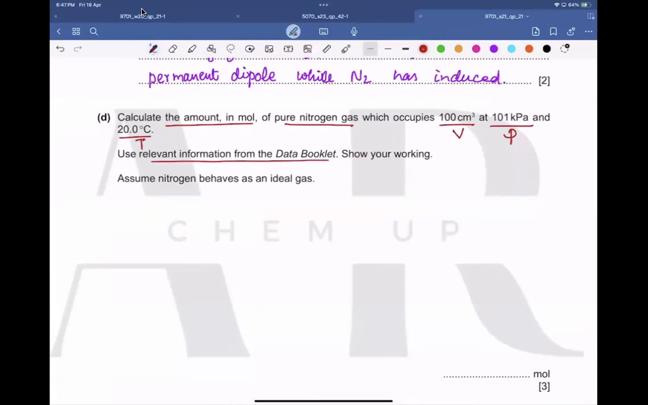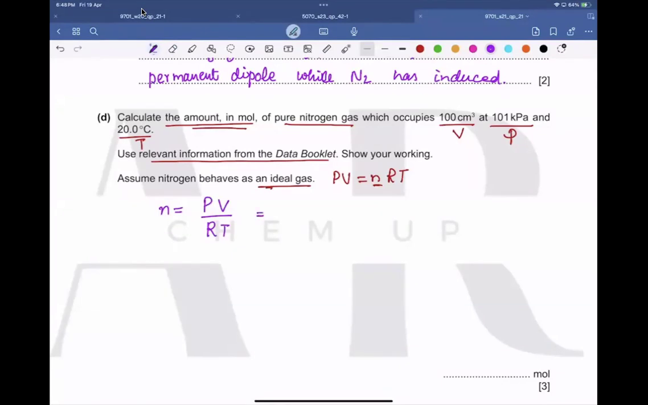Okay. So see, these are not standard conditions, and when the conditions are not standard, then we always use the formula. They have given you that it's an ideal gas, so we use this formula: PV equals nRT. And you have to find the amount in moles, so it means you have to find the n. So the formula would be changed into n equals PV over RT.